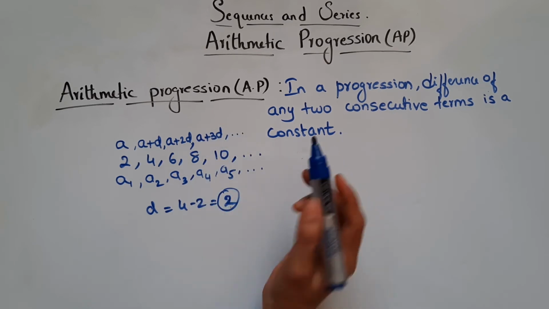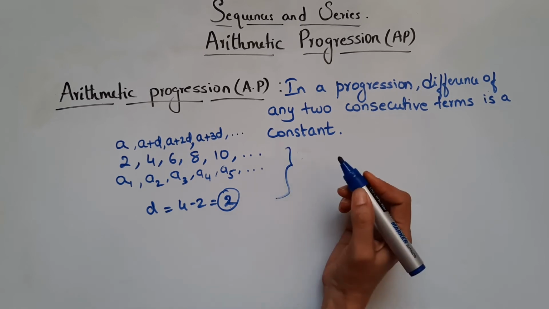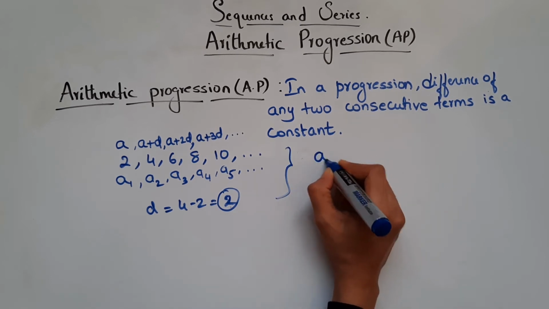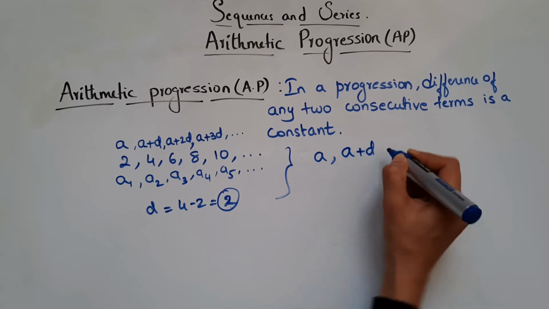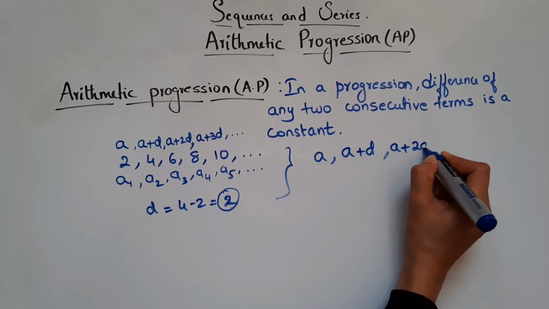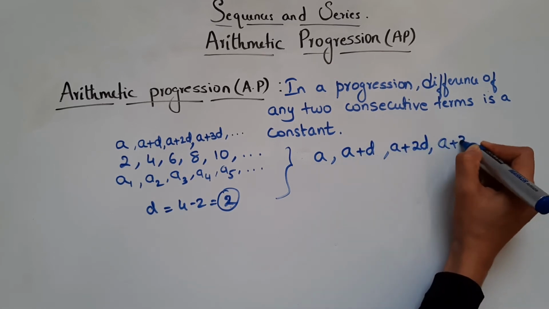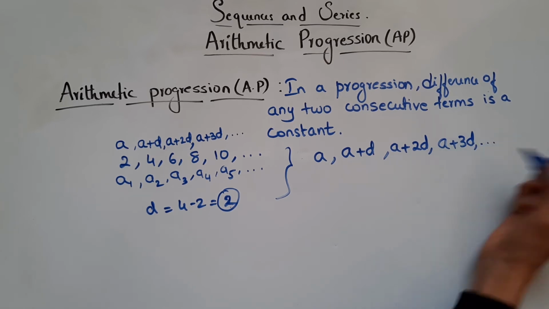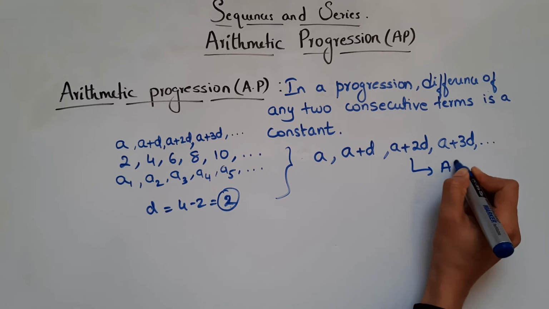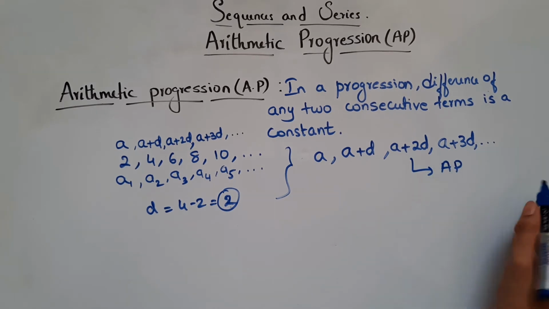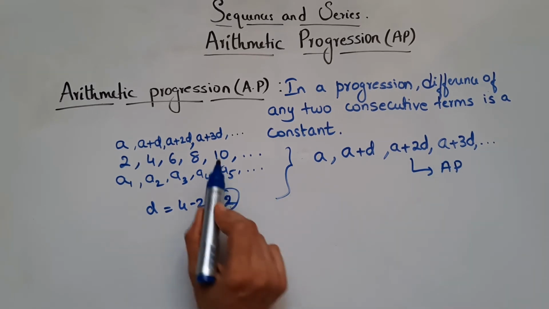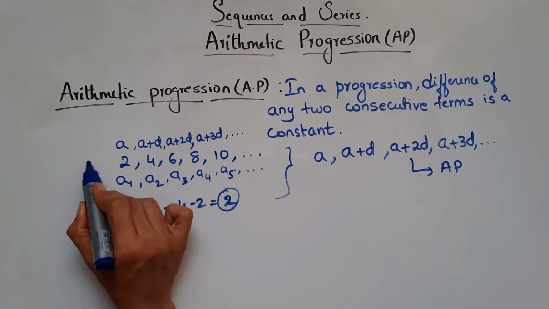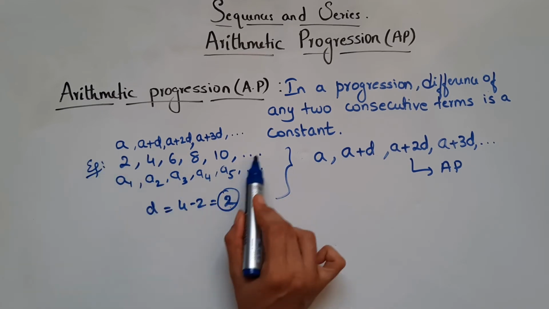So in general, we can say in AP, the progression will be in the form a plus d, a plus 2d, a plus 3d, a plus 4d, and so on, like that in AP, right? So now if I ask, what is the sixth term of this AP? Let's take this example. What is the sixth term of this AP?